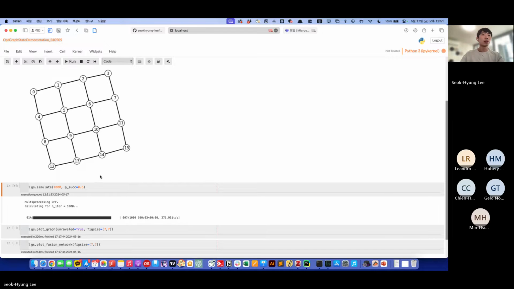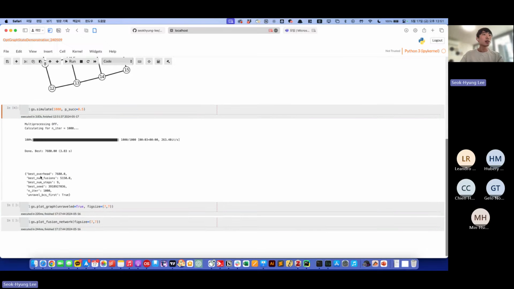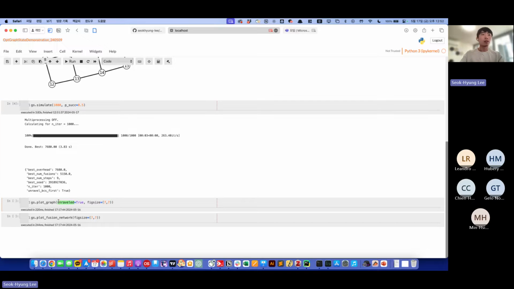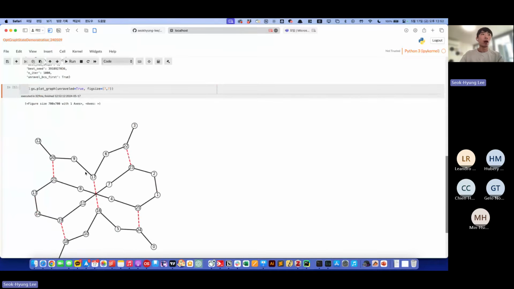Then I can run it. The best overhead, the resource cost, is about 8,000, and the number of fusions required is about 5,000. And this number of steps means the number of groups of fusions that can be done in parallel. So we need at least 9 steps here. And this is the unraveled graph for this.